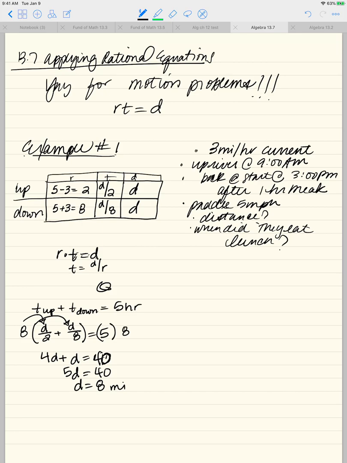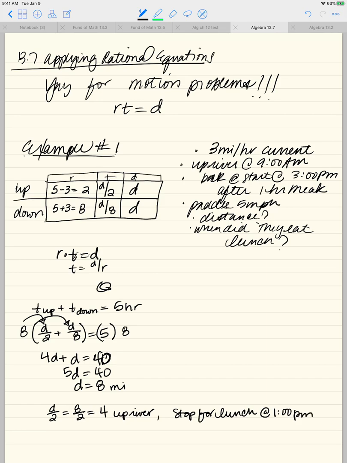The other question was, when did they stop for lunch? So what we need to figure out is D over 2, which is 8 over 2, which is 4 hours upriver. They left at 9 a.m. So if they stopped for lunch after paddling upriver for 4 hours, that means they stopped for lunch at 1 o'clock.